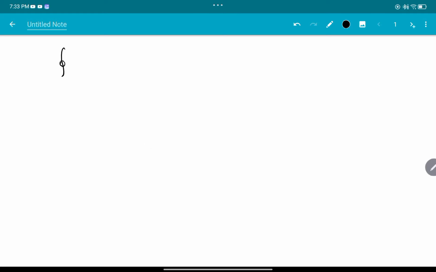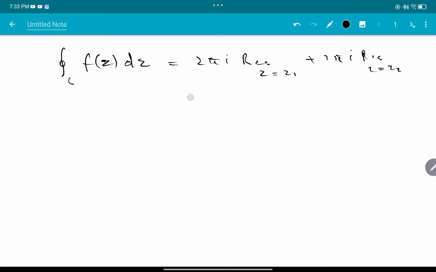Suppose you have a loop integral along a closed curve called a contour, and this is the function whose integral you want. Then according to this theorem, the integral of this function is simply 2 pi i times the residue at, say, z equal to z1, plus 2 pi i times the residue at z equal to z2, plus 2 pi i times the residue at z equal to z3, plus so on. Now it simply means that you have simply to calculate residues.